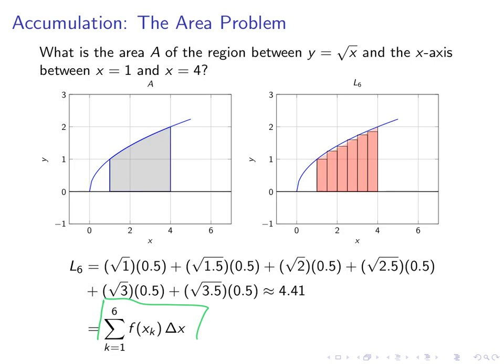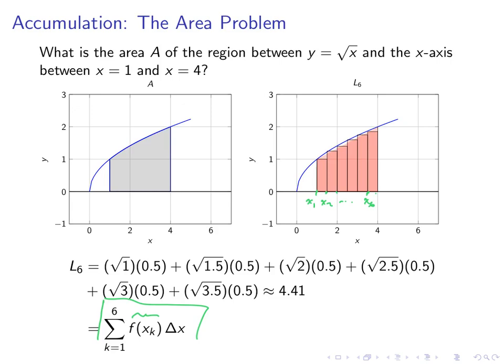So the sigma, remember, is referring to summing things. The y-coordinate in each case is coming from plugging an x-coordinate into the function, in this case the square root of x. So x sub k here is just referring to the various x values that I'm using. So when I draw my strip, I have x1 is at the bottom of the first strip, x2, and so on. So this is x6.